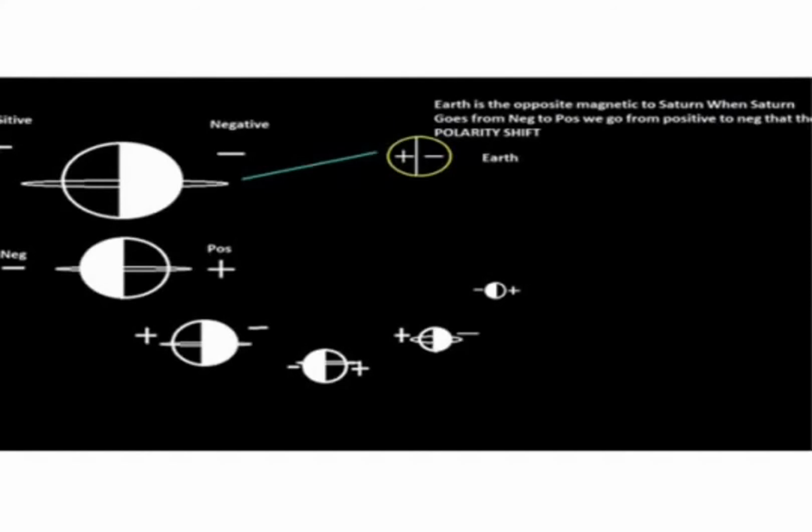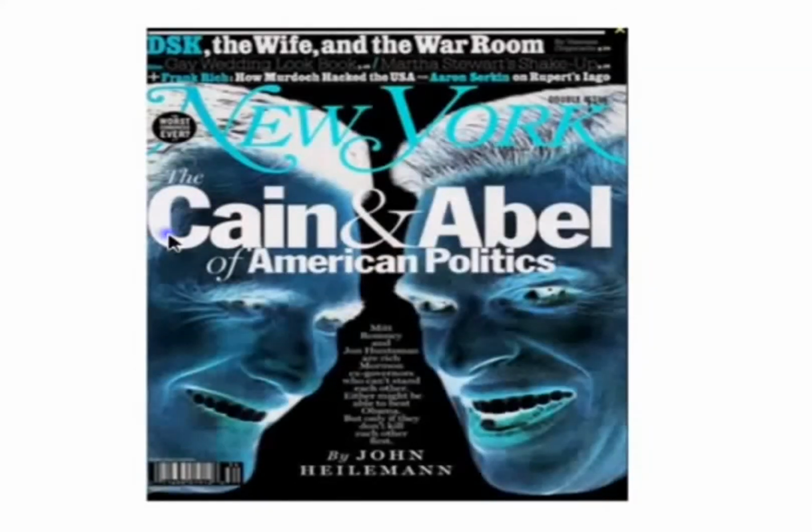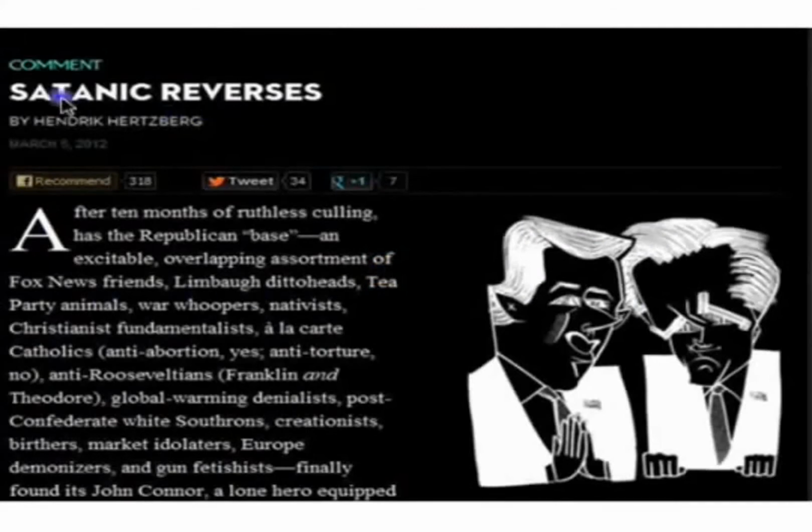Now, they showed not too long ago, the New Yorker shows this. The New Yorker, this is from March, Cain versus Abel. Well, why? Because they're opposites. They're opposite ends of the phase. And then what else did they have inside? The article was Satanic Reverses. Well, what are they saying? Satan is always associated with Saturn. So they're saying Saturn reverses.